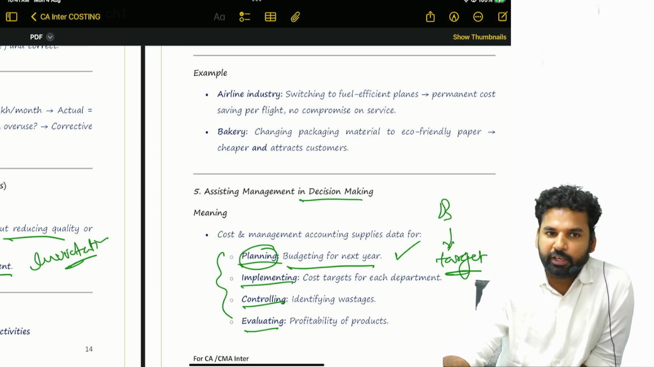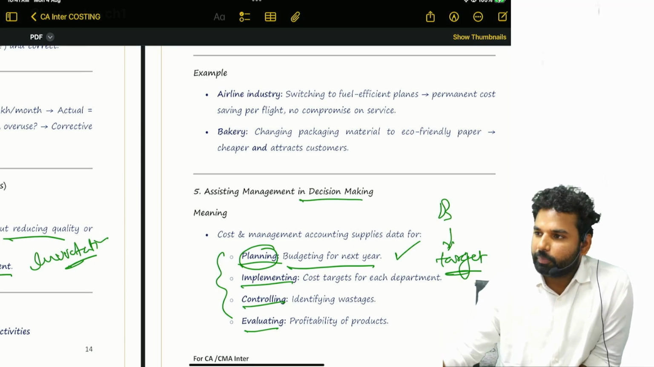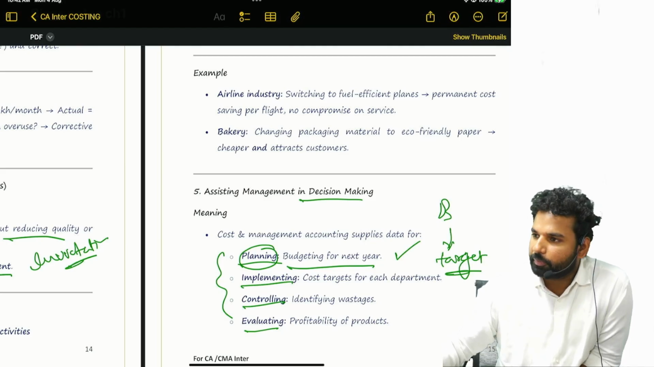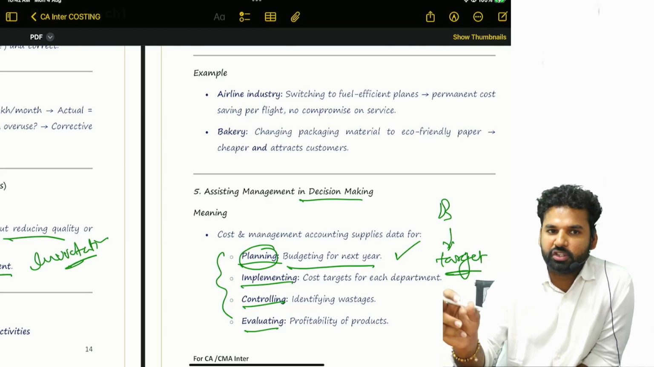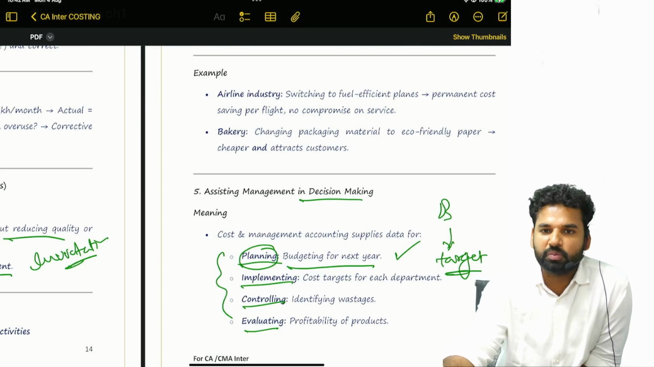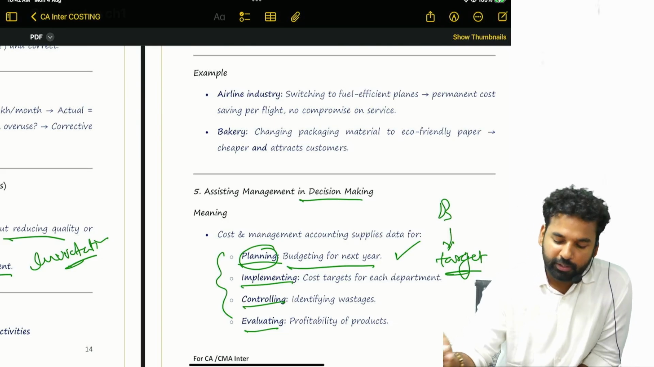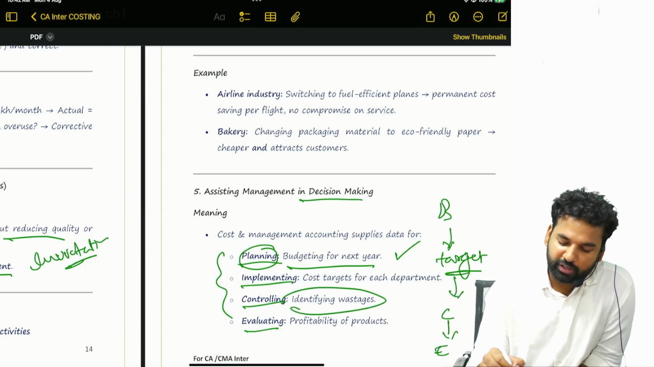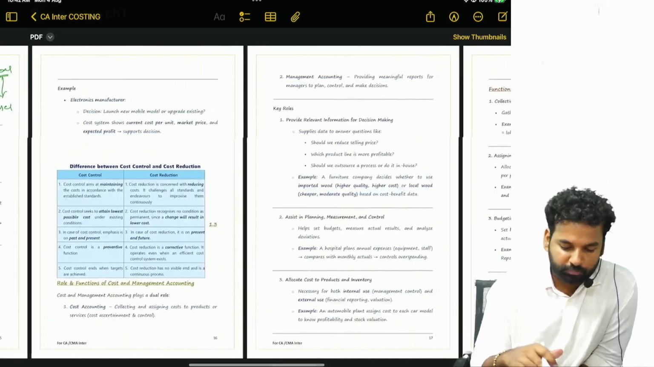How we will put target? Based on each and every process, each and every department, each and every product. From this product, there shall not be cost more than this. From this department, there shall not be cost more than this. So likewise, we can put a target. Then you will control, then you will evaluate. Okay, so identify the wastages and profitability of the products. Then you can evaluate.